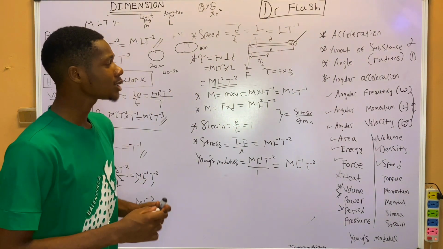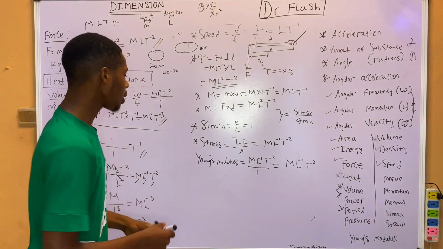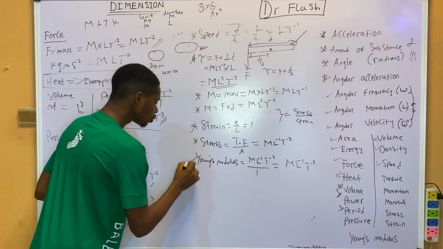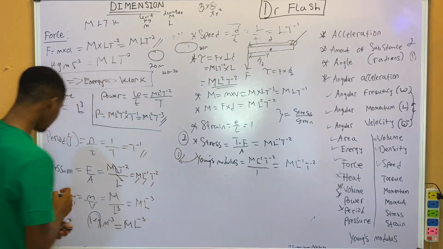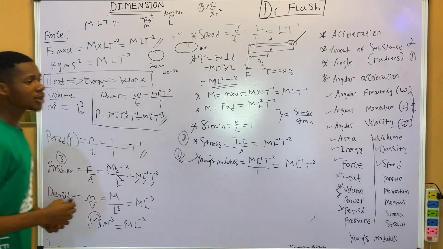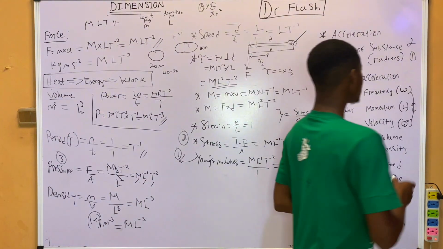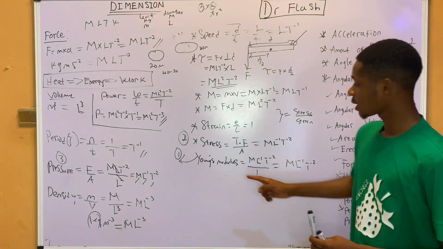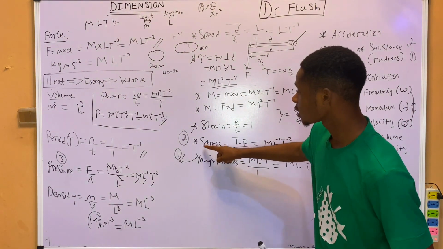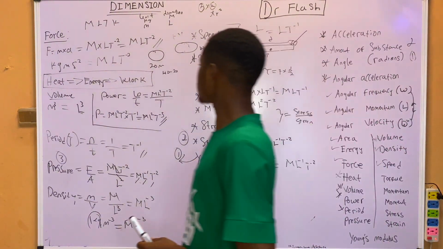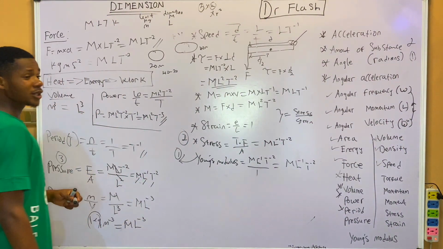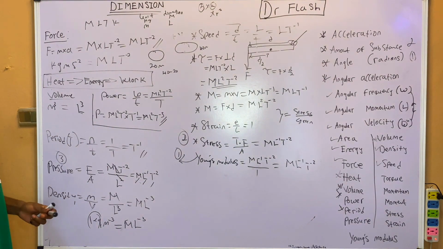Now what do we notice amongst all the dimensions I've talked about? Young's modulus, take note, Young's modulus, stress, and then pressure, they have the same dimensional quantity. It is very important that you take note that Young's modulus, stress, and pressure have the same dimensional quantity.